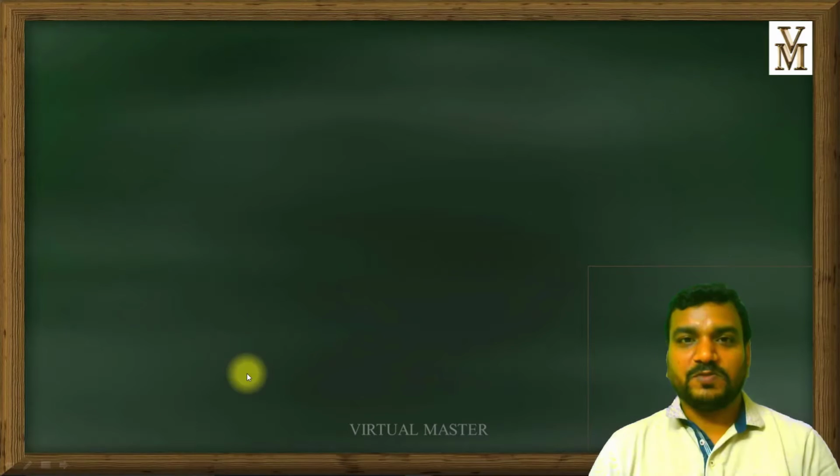Just now we have derived the equation v equals u plus at by the graphical method.